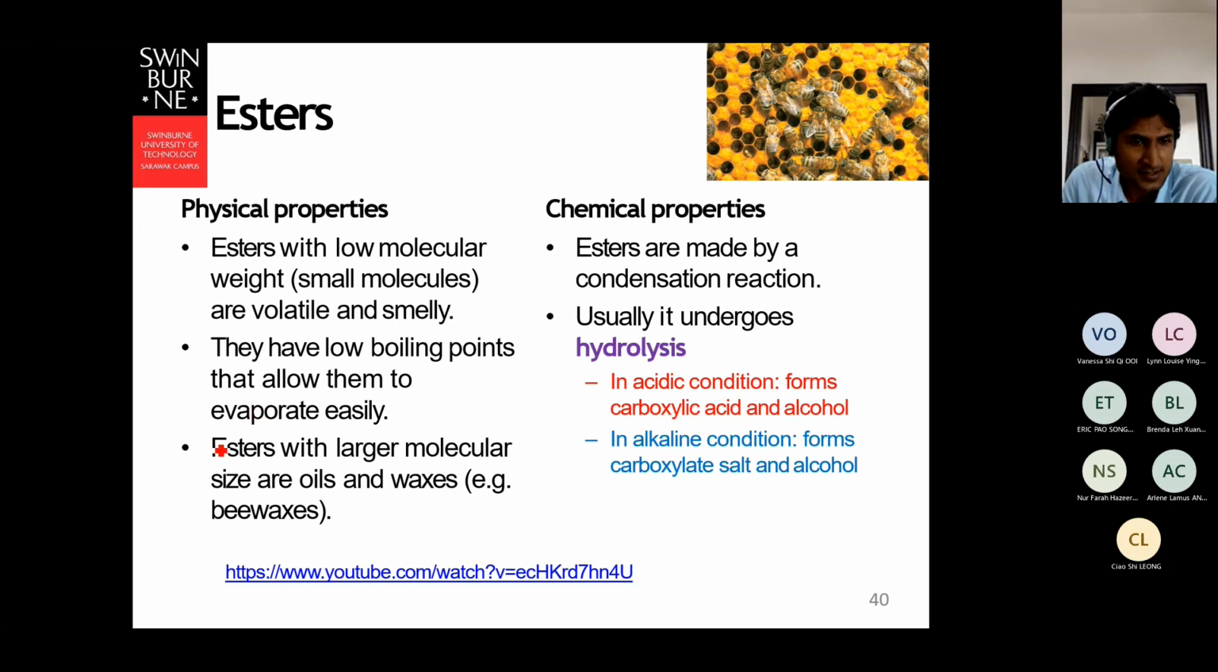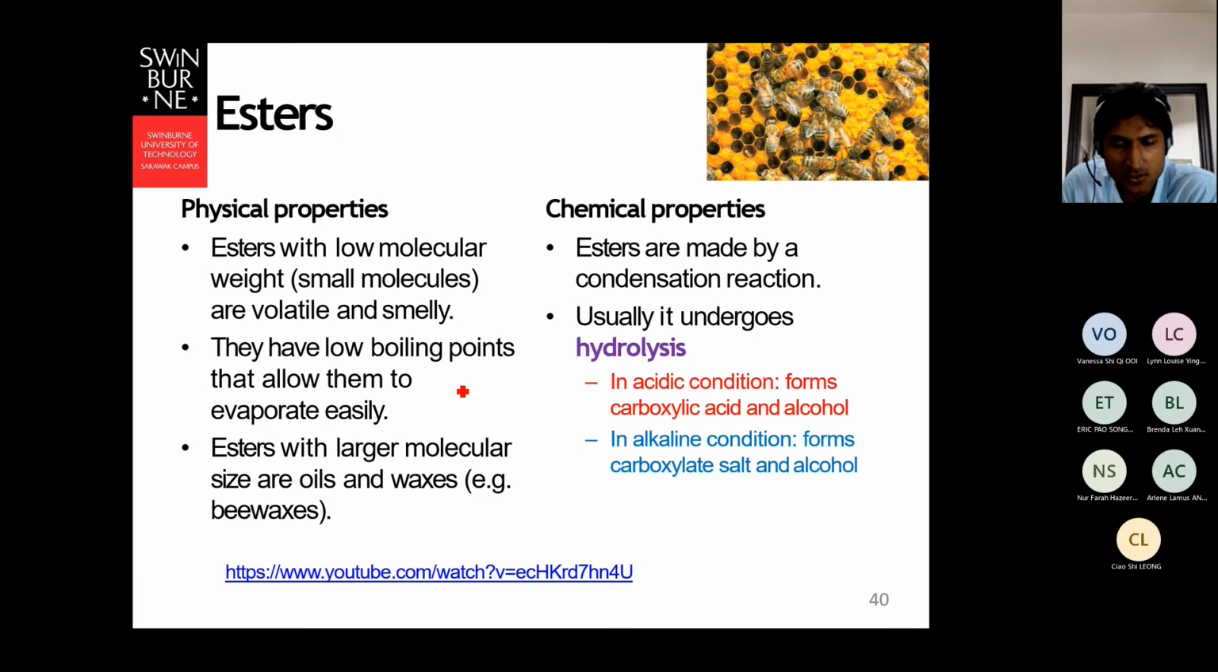Esters with larger molecule size are oils, waxes and beeswax. So in the beehives, there are a lot of waxes, esters actually. And also the honey that you take for breakfast in the morning, much of it is ester as well. Chemical properties: it is made by condensation reaction, and usually undergoes hydrolysis reaction.